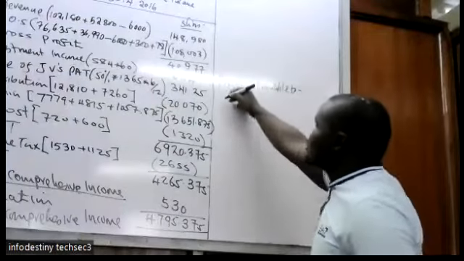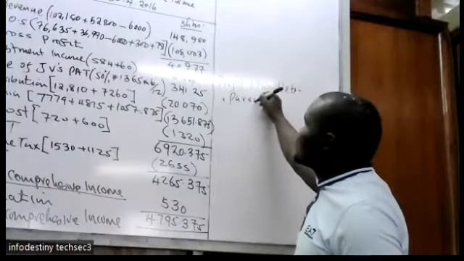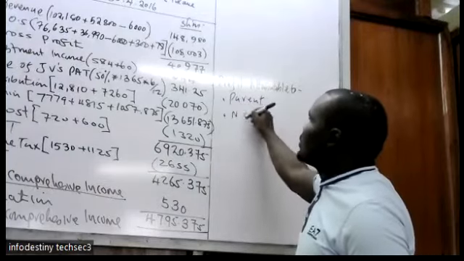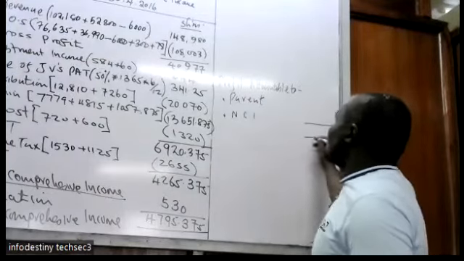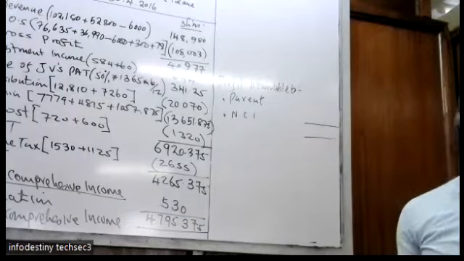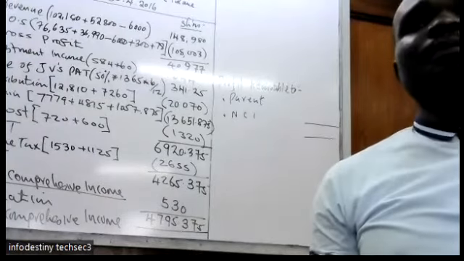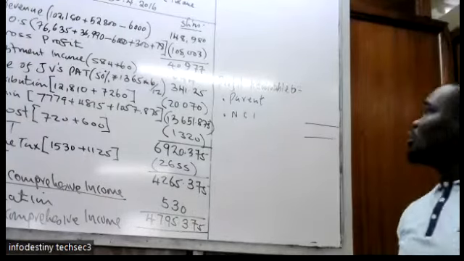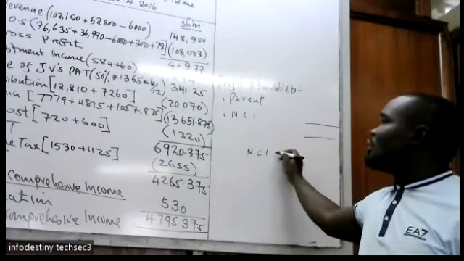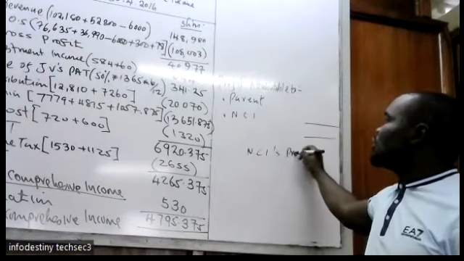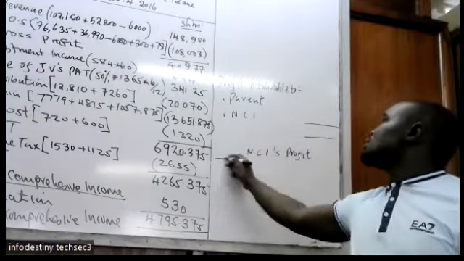Okay, profit attributable to parent and NCI. We want to give them the profits. We share to them. So it's very simple. You start with NCI. So I have a working there. NCI's profit, that's the last working. NCI's profits.